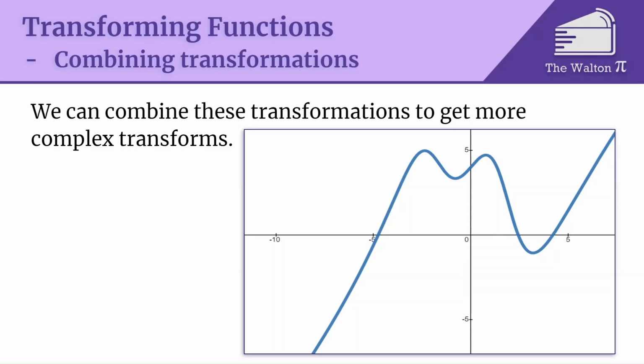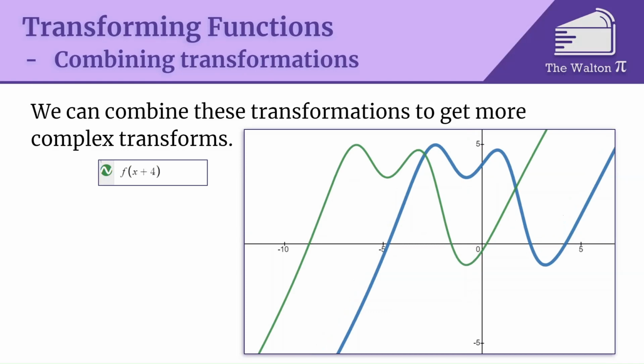So we can combine all of these transformations to get even more complex transformations. So let's say that this blue function is f of x. Then the green function is f of x plus 4. Remember, f of parenthesis x plus 4 close parenthesis. That plus 4 means it is 4 units to the left. So everything's been shifted that way by 4.